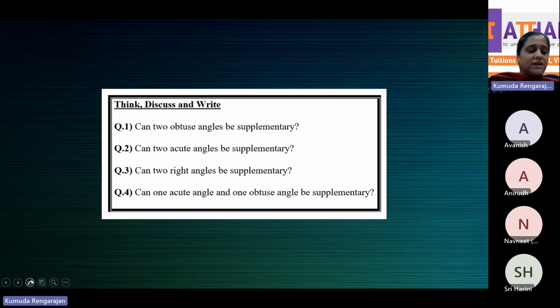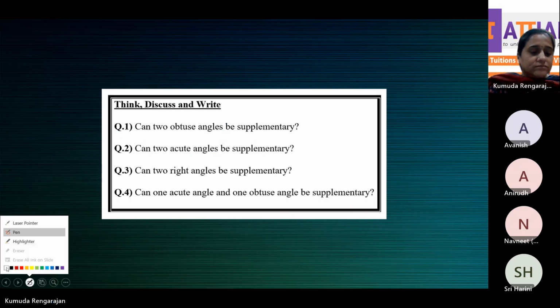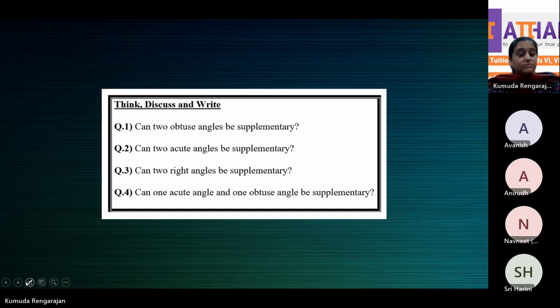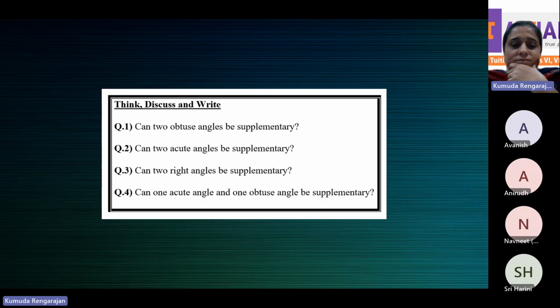Harini, answer the first one. Can two obtuse angles be supplementary? Tell me one obtuse angle.